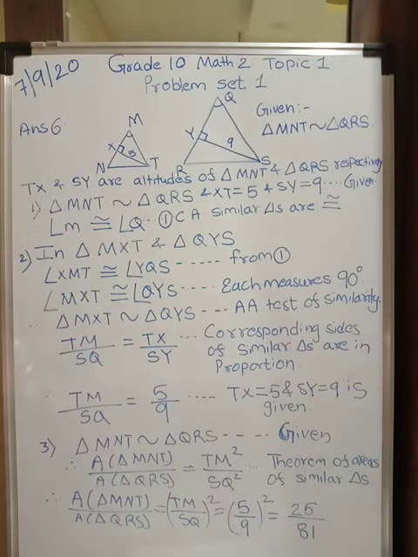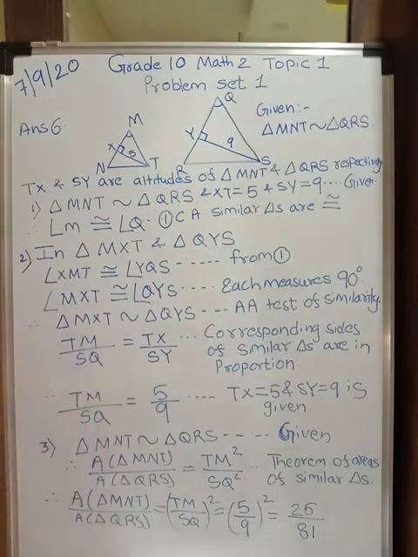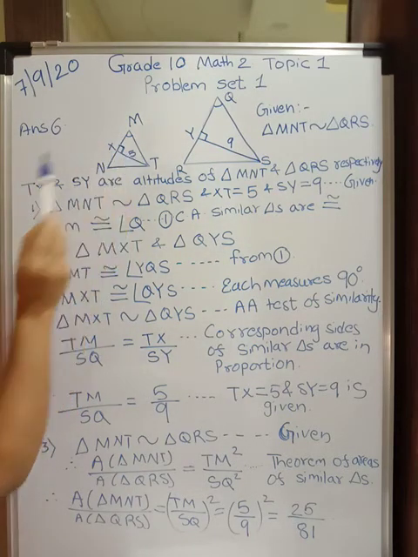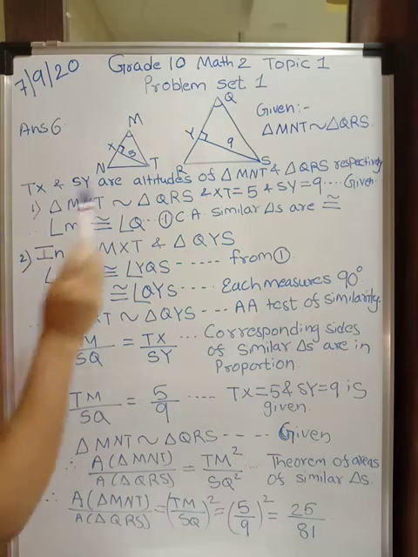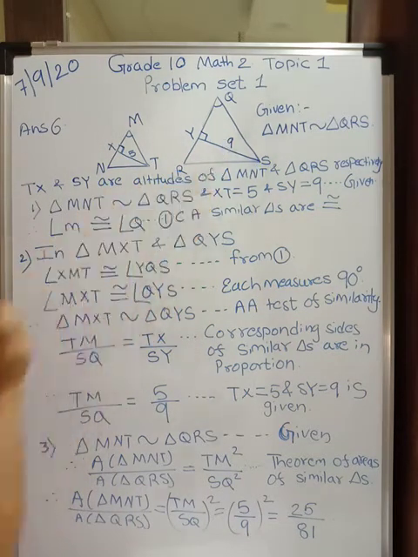Now see, the question says triangle MNT and triangle QRS both are similar. So these two triangles are similar is already given. Now second important thing is length of altitude drawn from point T. From point T, if you draw altitude, its length is 5. And the length of altitude which is drawn from point S is 9. And then they have asked find the ratio of area of triangle MNT to area of triangle QRS.